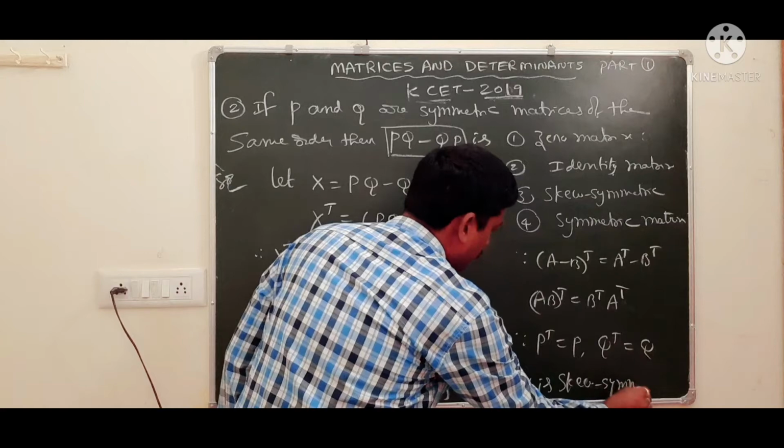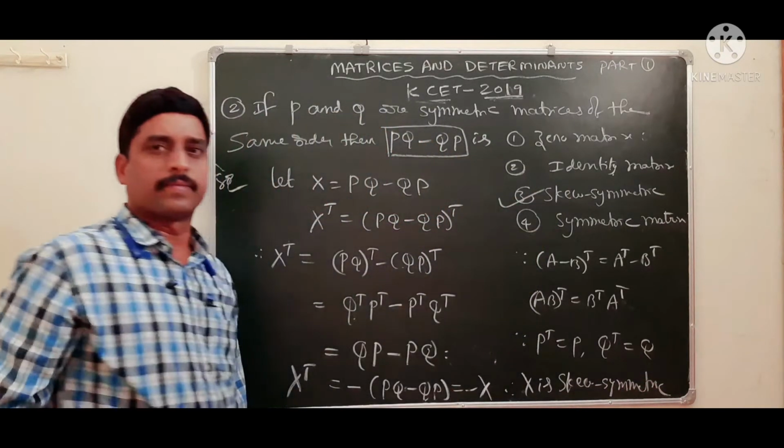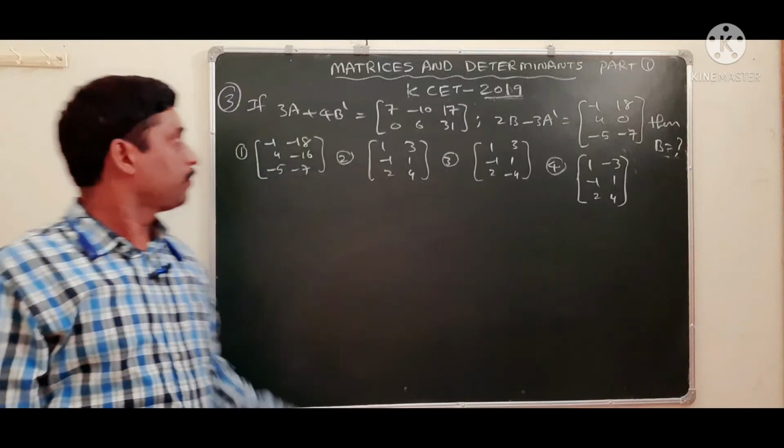X is a skew symmetric matrix. Which option is correct? Option 3 is correct. So let us go to the next problem.